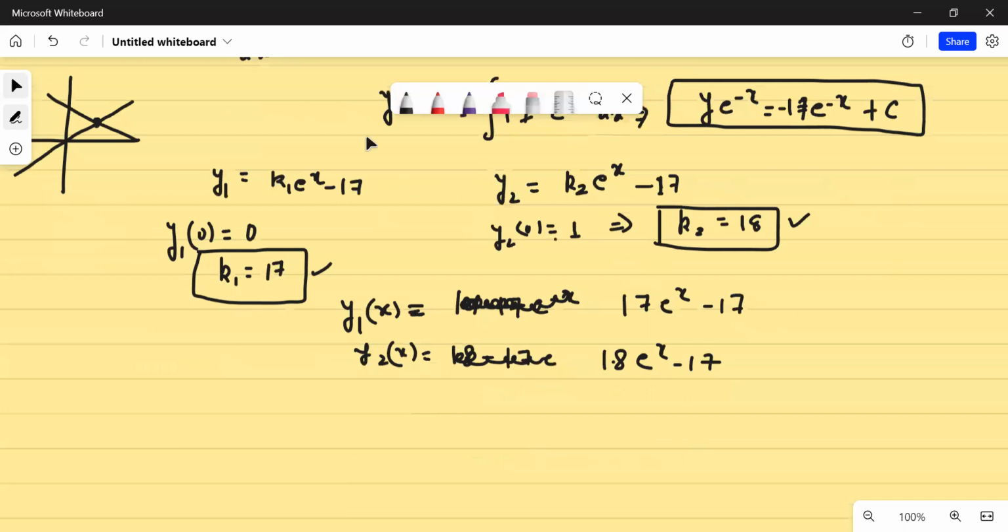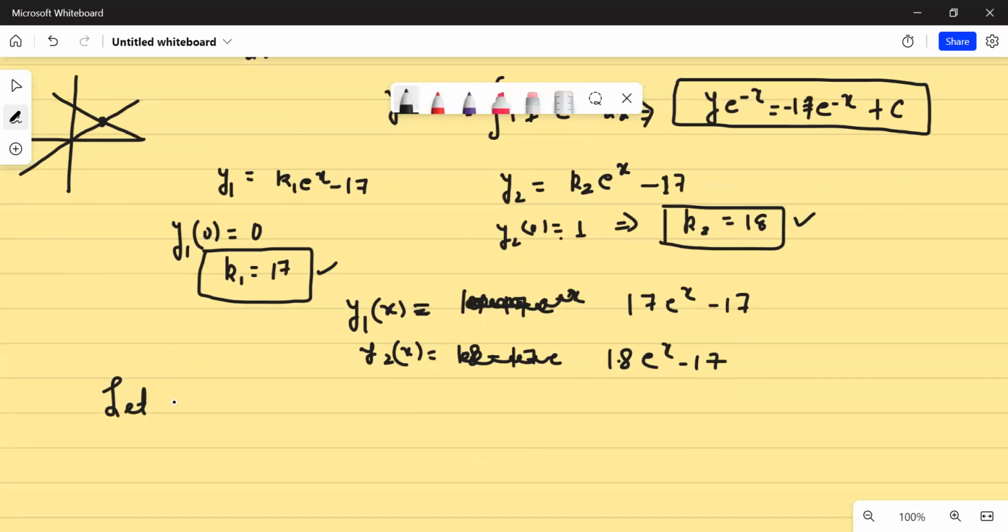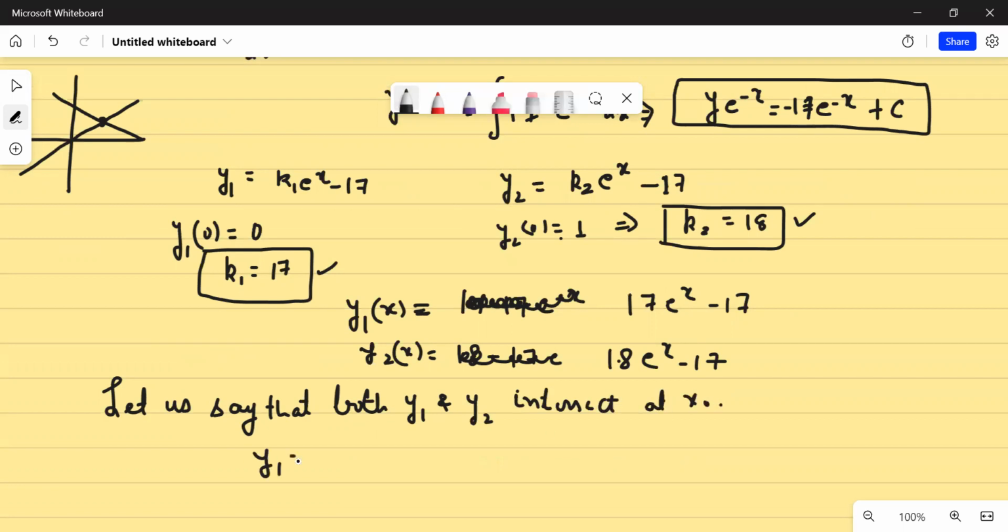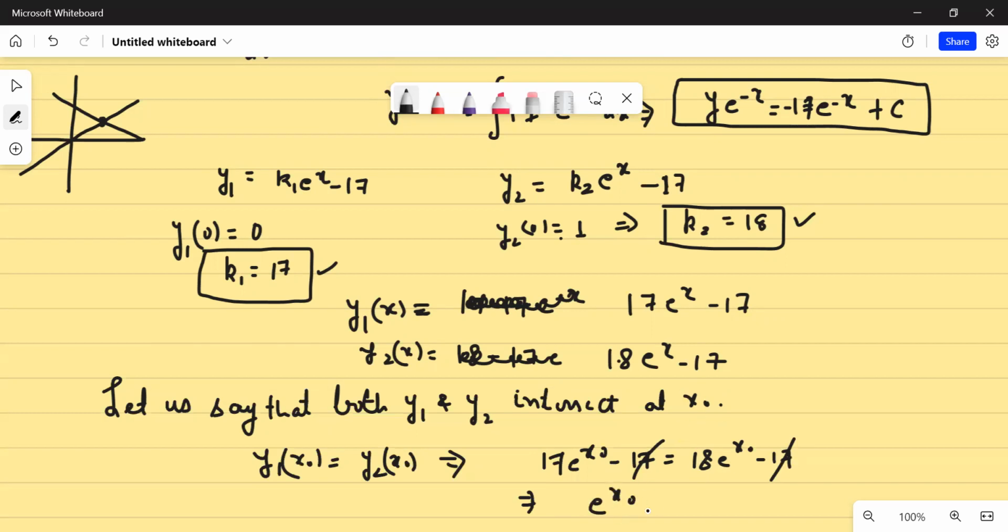Now, let us consider that both y1 and y2 intersect at point x naught. What does it imply? It implies that at that particular point y1 x naught should be equal to y2 x naught. That would imply that 17 e to the power x naught minus 17 should be equal to 18 e to the power x naught minus 17. 17 gets cancelled. It implies this point would be a solution of e to the power x naught equal to 0.